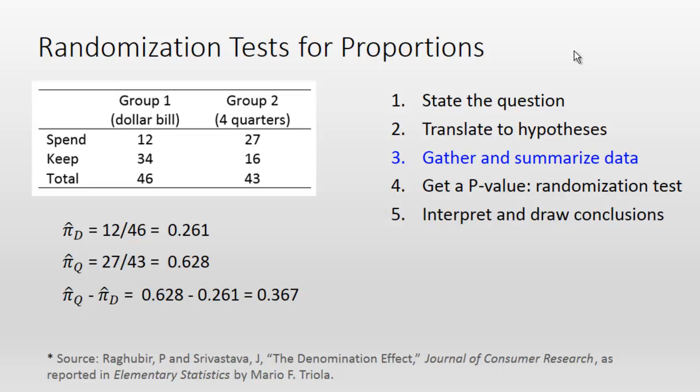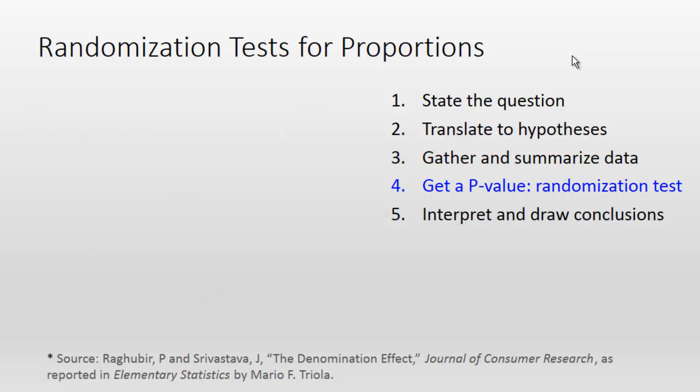This 0.367, the difference in the 2 sample proportions, is what's called a test statistic, and this is the number that we use in order to test to see whether such a difference could have occurred by chance alone. So the next step is to get that p-value, and so we're off to the randomization test.